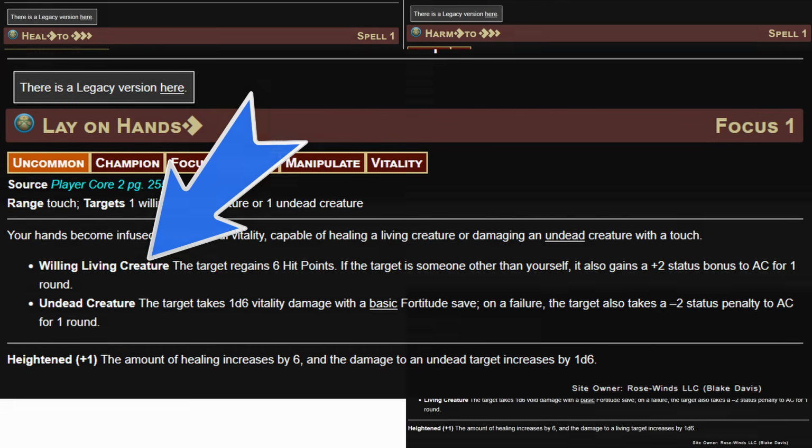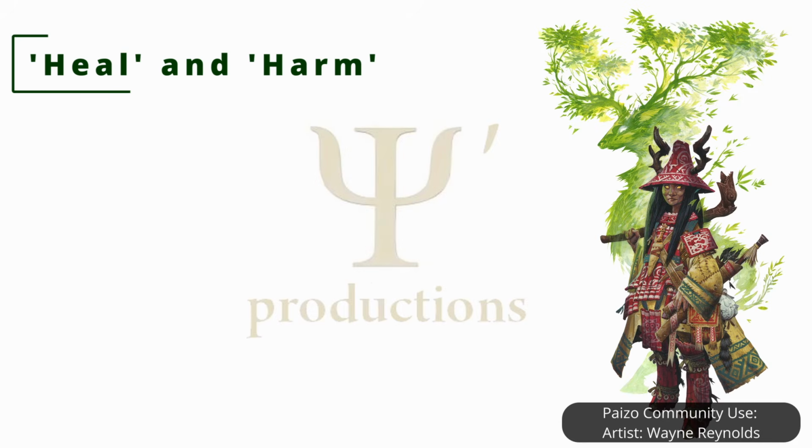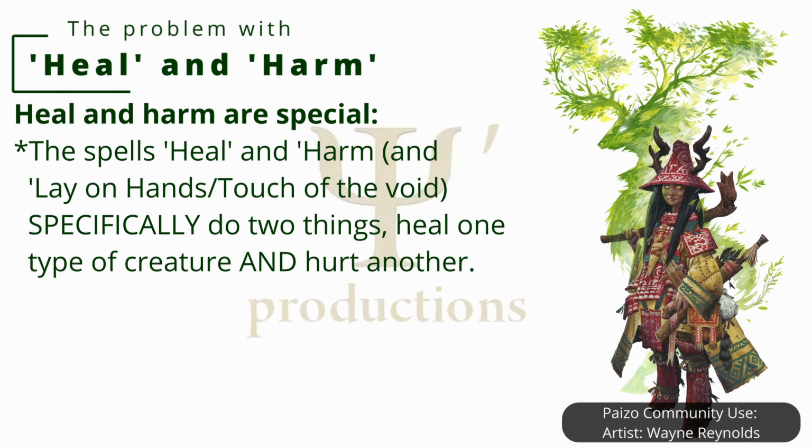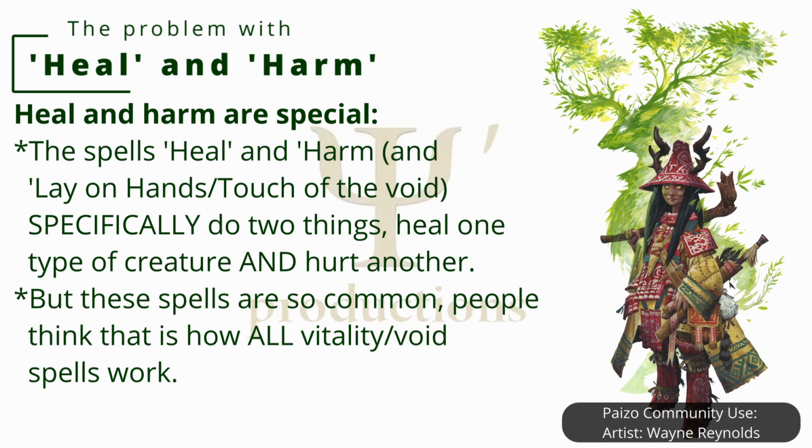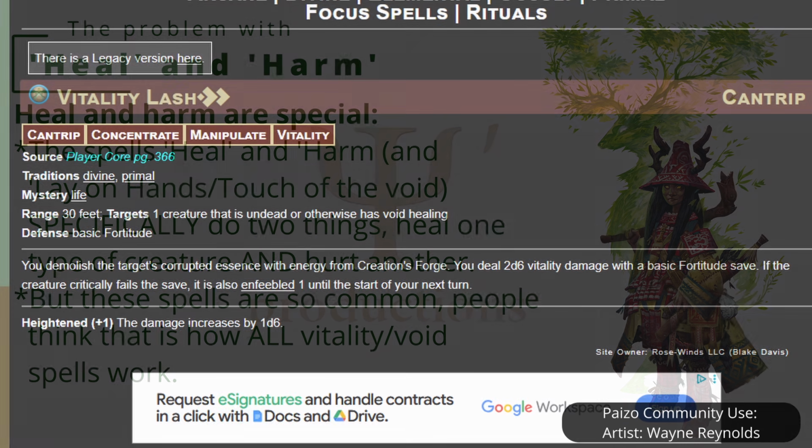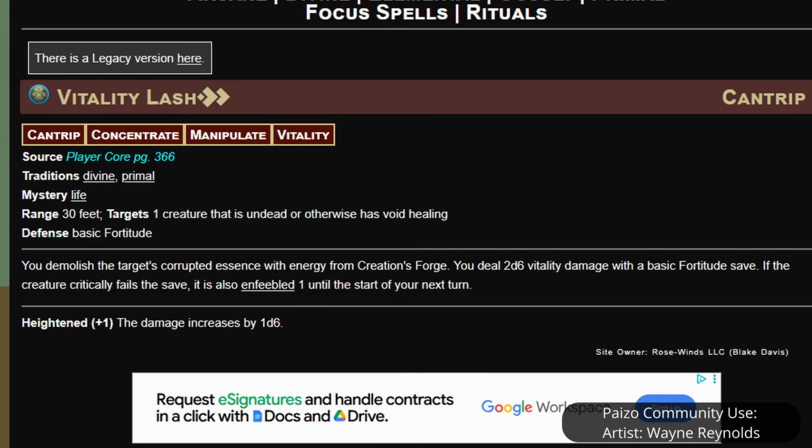I need to reiterate, these spells are special in that they specifically call out that they do two things at once, but they are so ubiquitous and common that people think that all vitality healing automatically damages undead, and all void damage automatically heals undead. That is not the case. It is the special clause of only these 4 spells. If it wasn't, Vitality Lash would be a cantrip that could infinitely heal people at no cost.